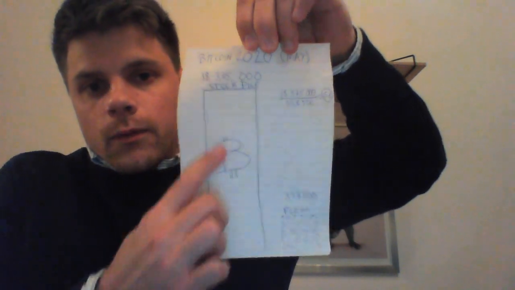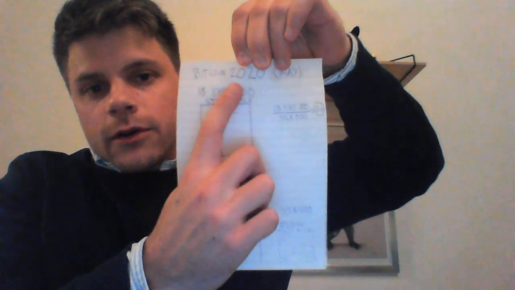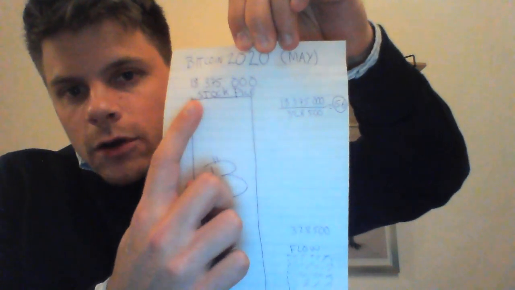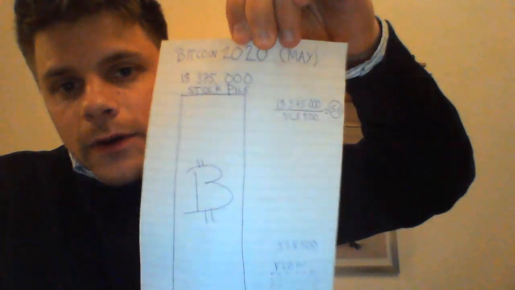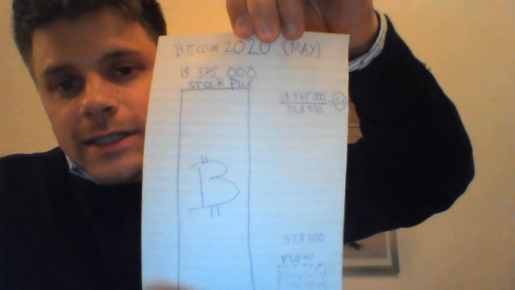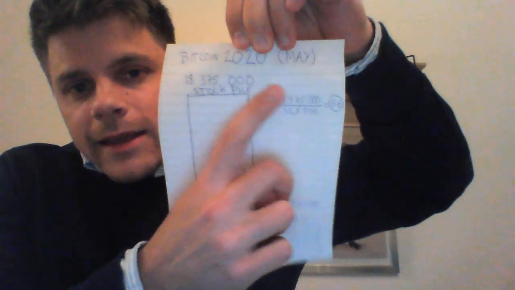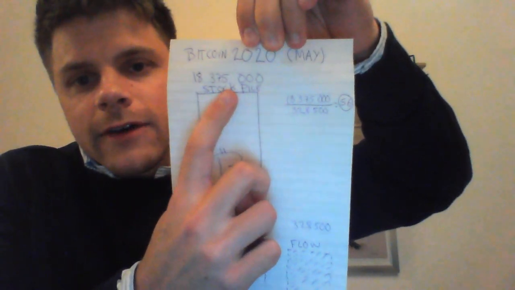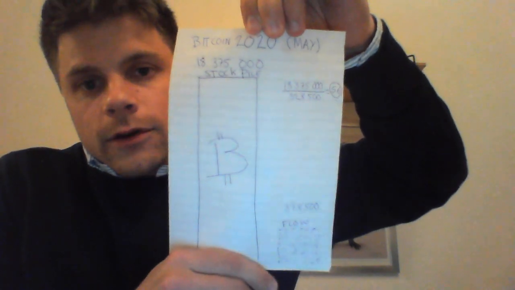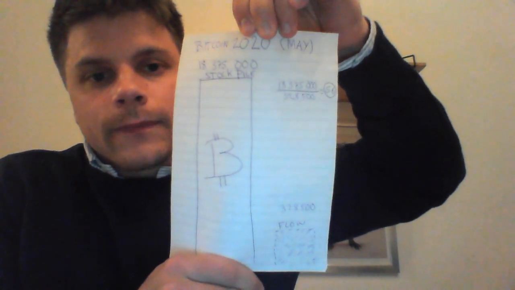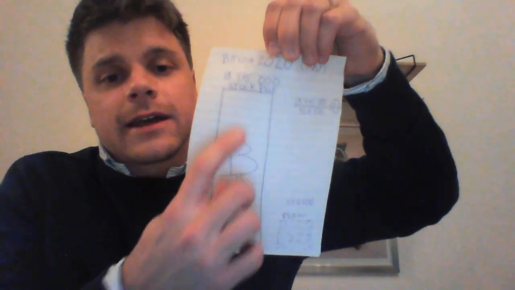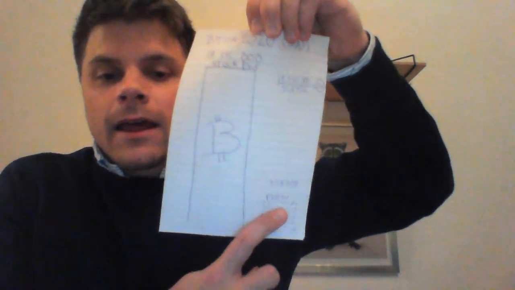I will show you how much Bitcoin there will be in existence in May. So as we are mining from today, there will come new Bitcoins into existence. So by the time of May 2020, there will be 18,375,000 Bitcoins in the stock. So the number of Bitcoin that will exist will be this many.